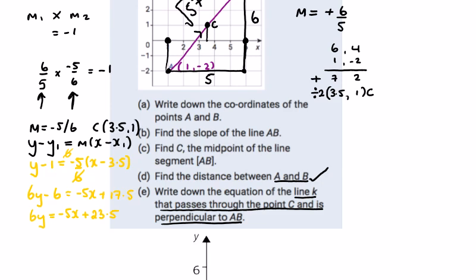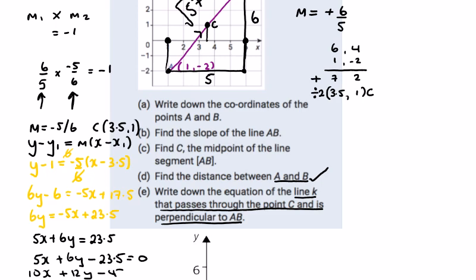We could also write this as, we bring 5x to the left, 5x plus 6y equals 23.5. We could also write it as 5x plus 6y minus 23.5 equals 0. And if you don't like having decimals, you can double them all to get 10x plus 12y minus 47 equals 0, and all of these are fully correct.